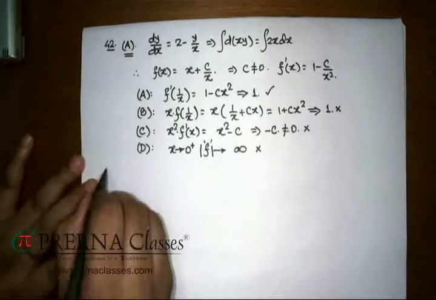In the next problem, it's related with coordinate geometry, and you have one parabola given, and that parabola is being intersected by some circle.